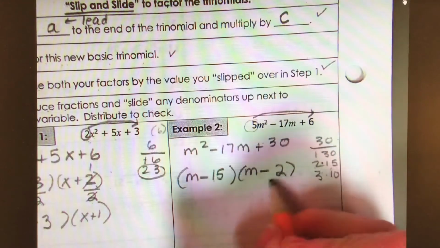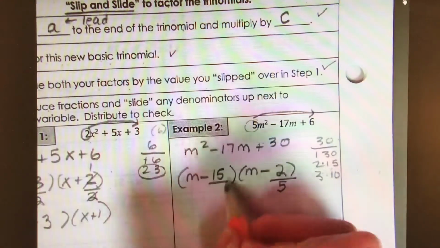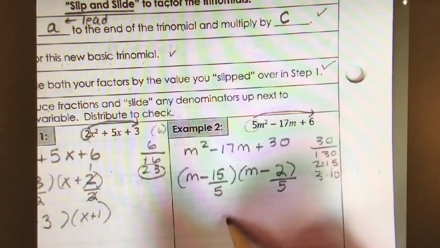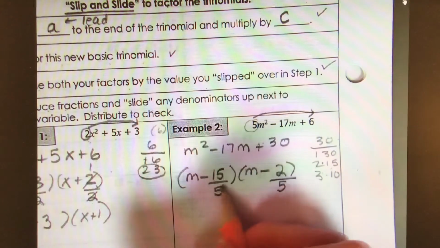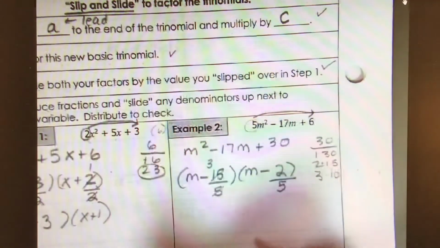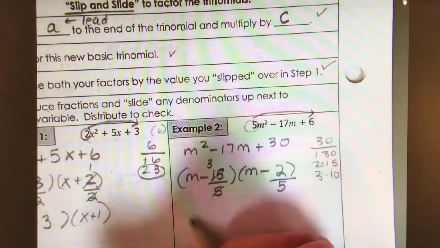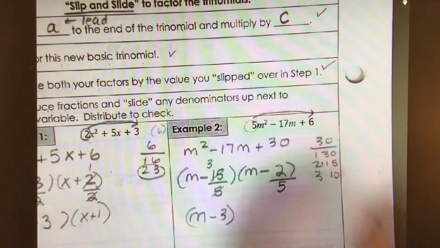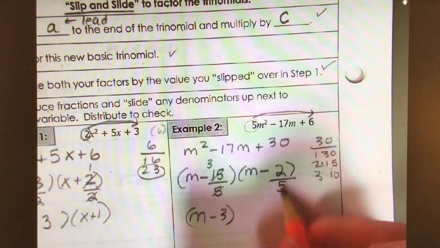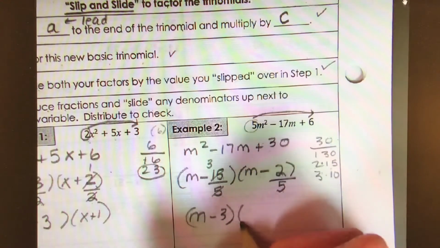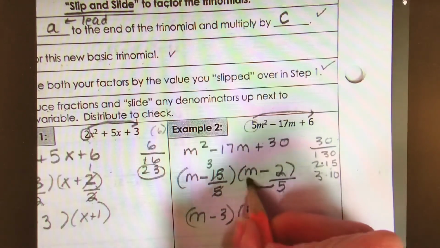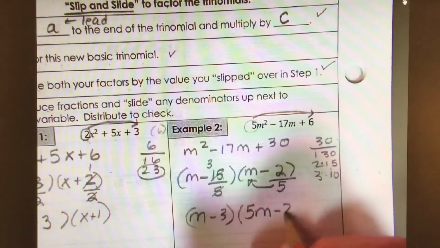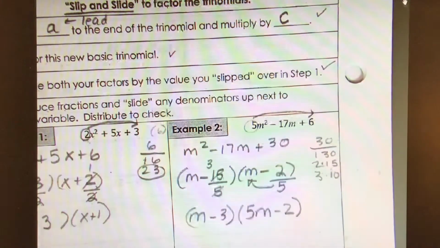So here we go. I'm going to go like this. Okay. And I'm going to see if I can simplify this now. So let's see. Does 5 go into 15? It does 3 times. Oh, that's neat. So I don't have to do any sliding back over. This becomes m minus 3. Now this is as simplified as it gets. So what we do here is we slide this back over and then hold on to our original constant right there. And that is the answer.